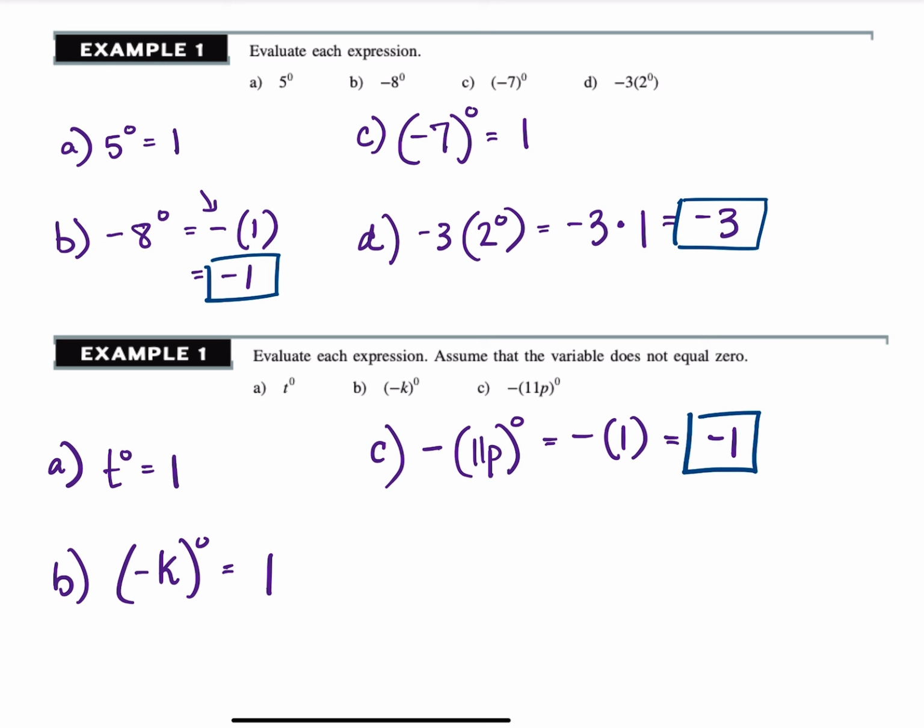So if you have 0 as a power, it reduces everything down to 1. Even if we had like a very large number, like 300 billion to the 0 power will equal positive 1.